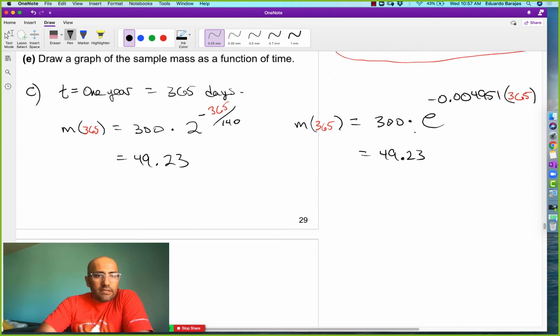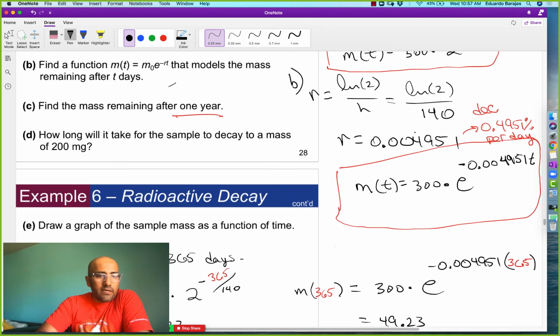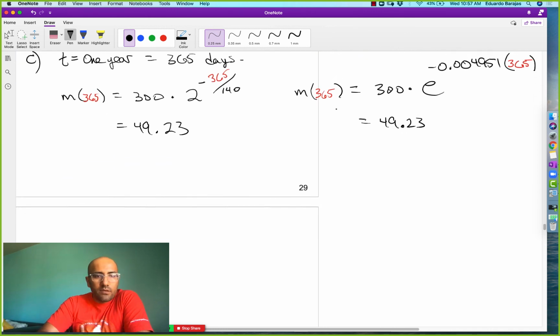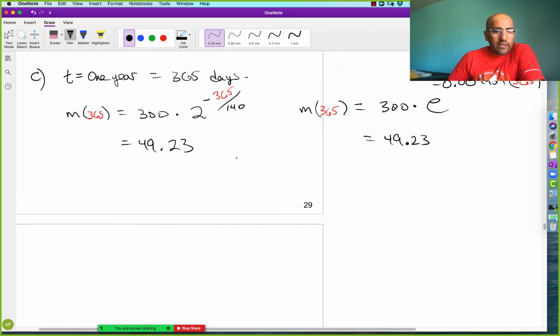Okay, so that was part C. Part D says, how long will it take for the sample to decay to a mass of 200 milligrams? And again, dealer's choice. We got two equations. Both of them solve the same thing. So we want to find t, right? T is the question mark, such that our output is 200.